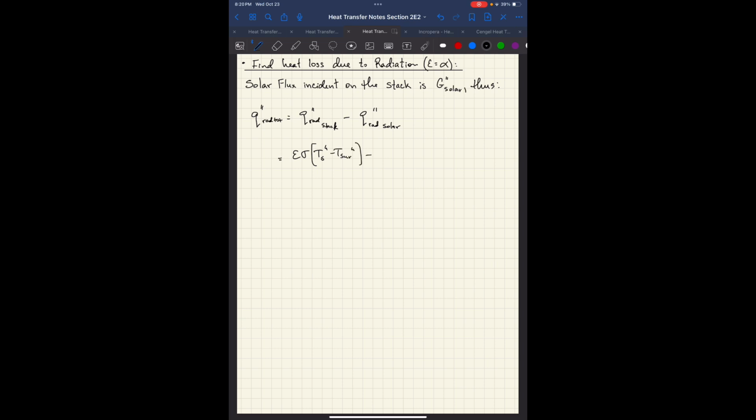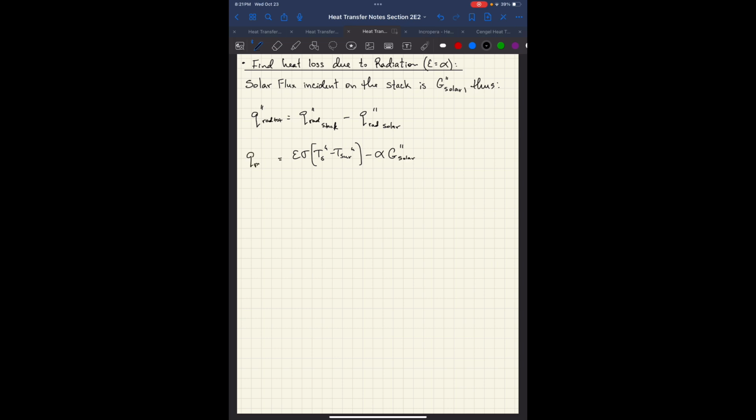Now, we have to be a little bit careful here, right? Because this is what's incoming, but remember the stack has an absorptivity. So not all of this is going to be absorbed by the stack, a fraction of it will. So basically we have to multiply by alpha, which at the end of the day is the same thing as epsilon. So we'll be able to take it out as a common factor, but let's just do one step at a time. So we basically have to write it like this. This is the more correct way of writing it.